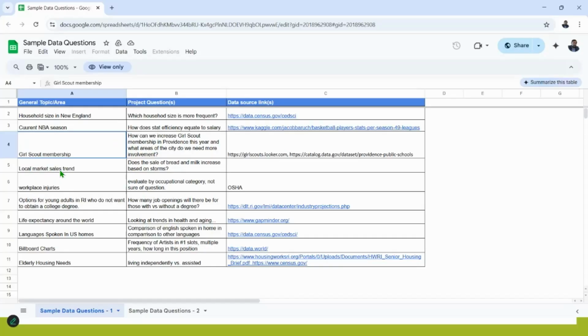And then local market sales trend. Does the sale of bread and milk increase based on storms? Do you remember what this one is? See the question: does the sale of bread and milk increase based on storms? What is the storm here? We can go with a scatter plot, right? Sale of bread and milk, we can put that as the dependent variable. These two depend on the storm. If there is more storm, people buy more bread and milk. That's what the analysis is, right? And then I think she was yet to find the data at that time, but later she got the data, right?